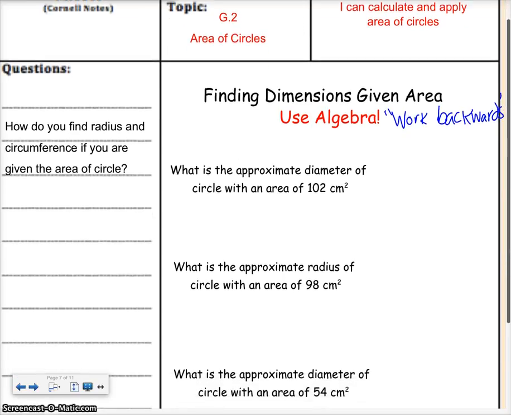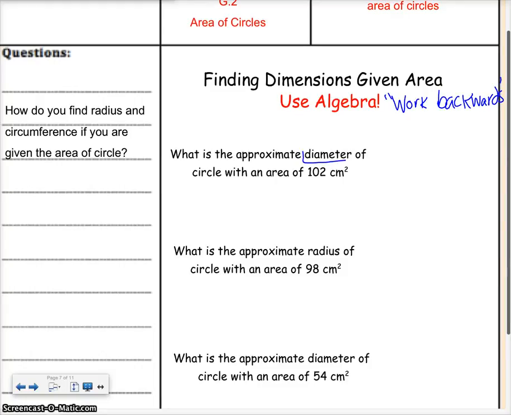Okay, what is the approximate diameter of a circle that has an area of 102 square centimeters? So the first thing you do is always plug in with algebra if you're an algebra kind of person. Area is pi r squared. So this 102 goes here, and 3.14 will go in for my pi. So it's 102 equals 3.14 r squared.